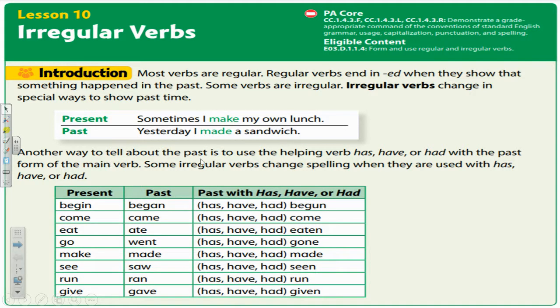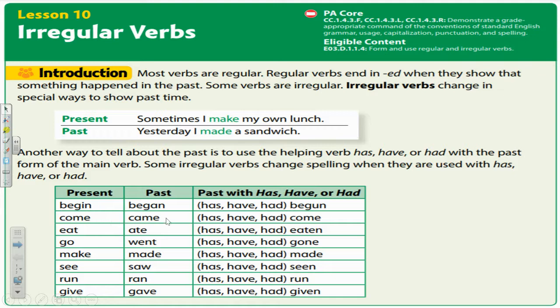Another way to tell about the past is to use the helping verb has, have, or had with the past form of the main verb. Some irregular verbs change spelling when they are used with has, have, or had. Let's look at some examples of that in the table below. Begin becomes began, but if you say we have begun taking the test, you would use the form begun.